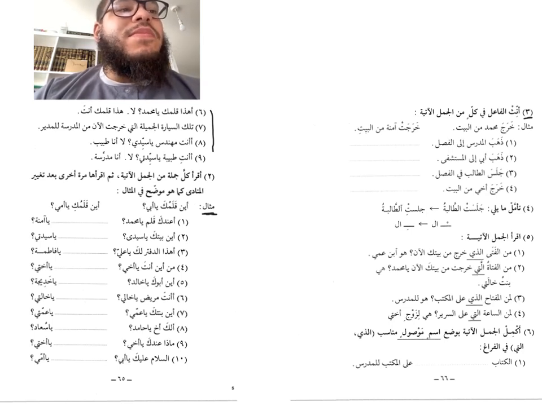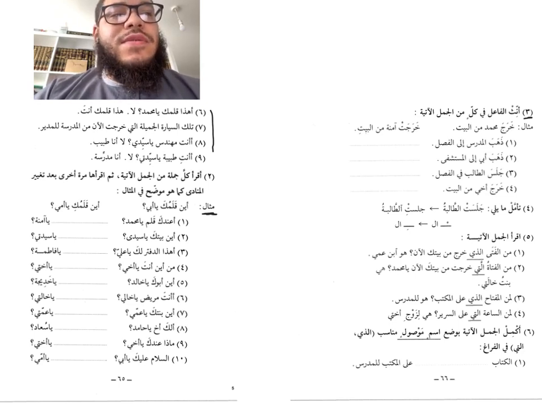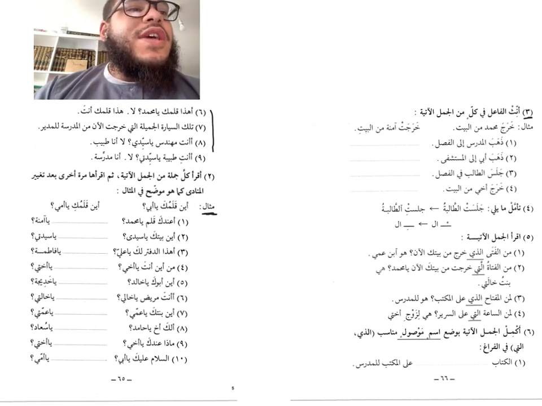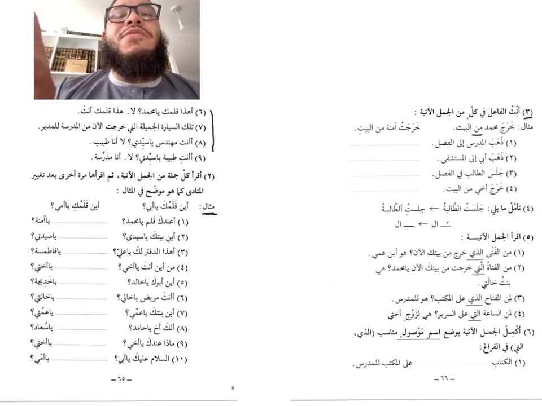خرج محمد من البيت. Muhammad left the house. خرج means he left, directly, specifically. He went is ذهب. And it always comes with min. خرج min. We always say min to introduce the place you left from.